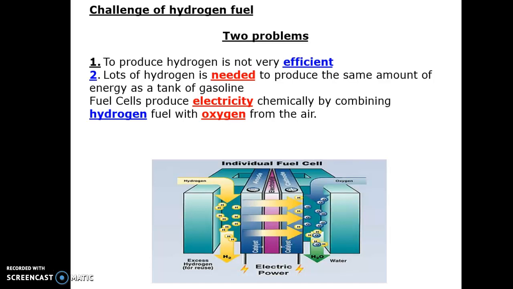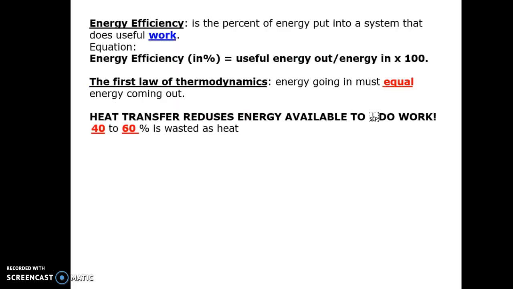Fuel cells do produce electricity chemically by combining hydrogen fuel with oxygen from the air. So easy enough to do, just not a very efficient source of power yet.